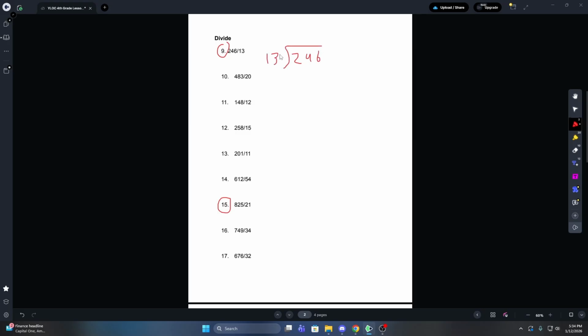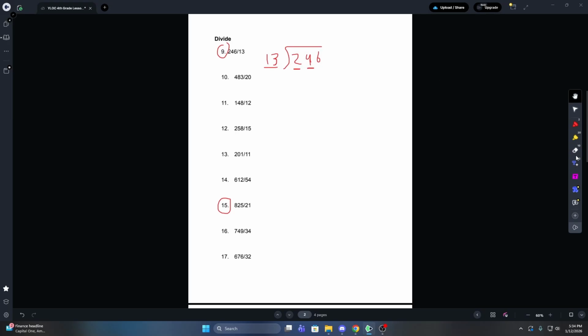And normally, if this was just a 2 or a 5 or any one-digit number, you would look at how many times it fits into this 2, right? But when you're working with 2 digits like this in the tens place, you need to look at how many times it fits into these many digits. So in this case, how many times does 13 fit into 24 is what I would be looking at.